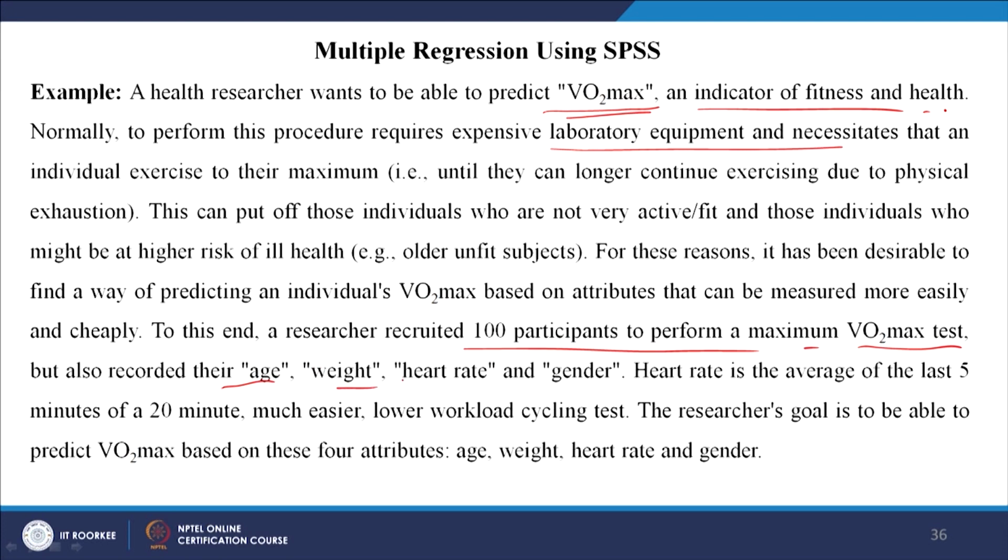Their age, weight, heart rate and gender were recorded to see if gender influenced the VO2 utilization, if heart rate affected it, if weight affected it, if age affected it. Heart rate is the average of the last 5 minutes of a 20-minute, much easier, lower workload cycling test. Heart rate has been measured that way. The researcher's goal is to be able to predict maximum oxygen uptake based on these 4 attributes.